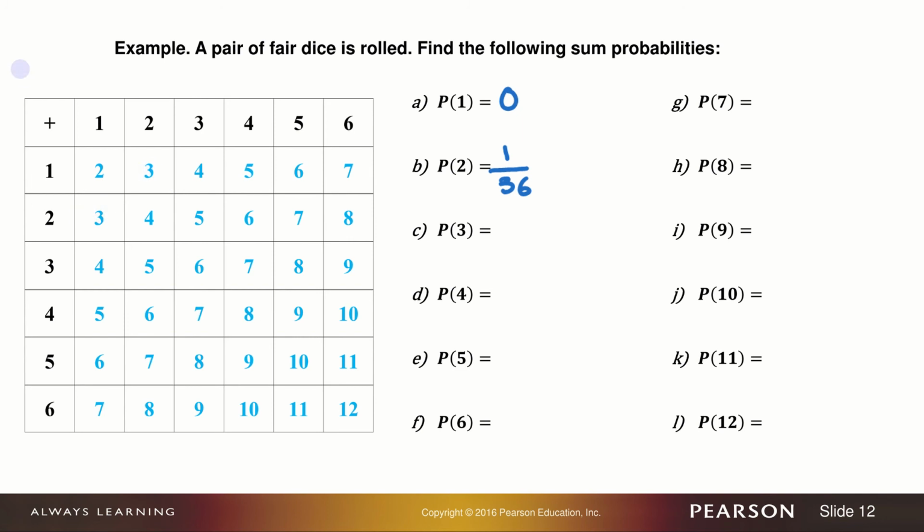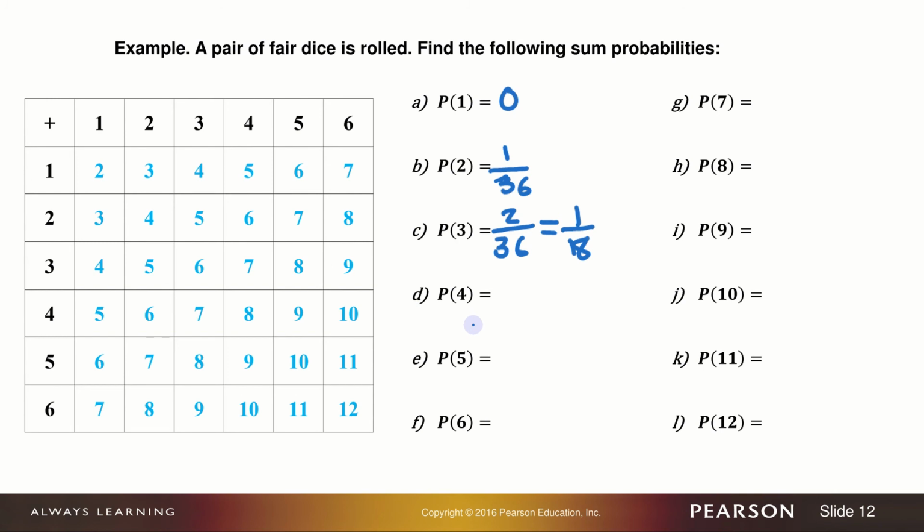So here, this looks like 56. It's actually 36. So 2 out of 36, right? Which is 1 over 18. So you always want to give the answer in the simplest form, right?